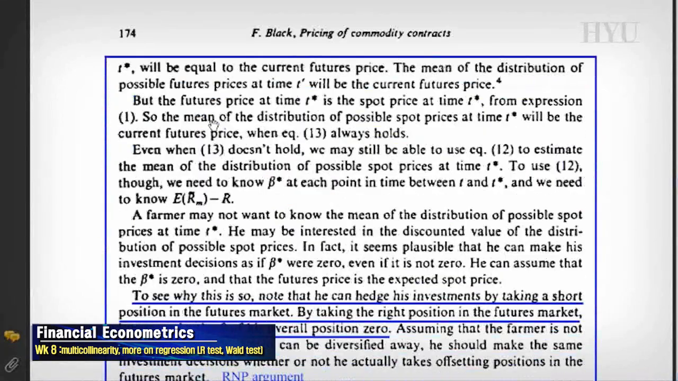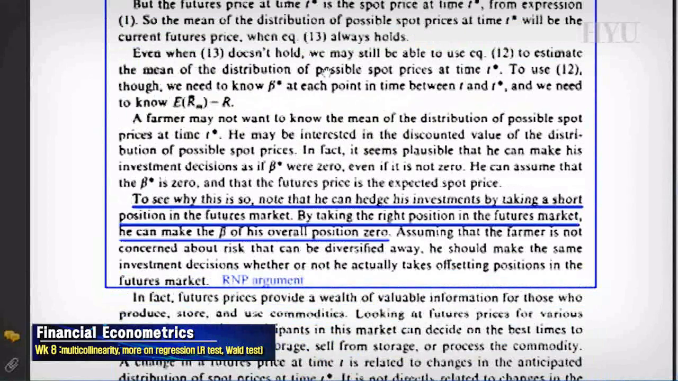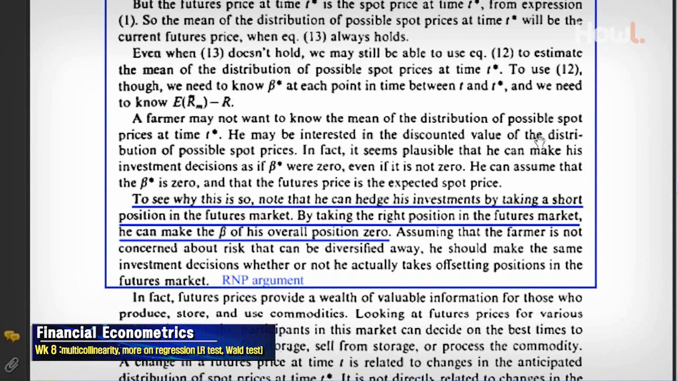Okay, actual futures price. To follow Black's argument, a farmer may not want to know the mean of the distribution of the possible spot price at time t star, because he may be interested in the discounted value of the distribution of possible spot prices. In fact, it seems plausible that he can make this investment decision as if beta star were 0, even if it is not 0. He can assume that beta star is 0 and thus that the futures price is the expected spot price.